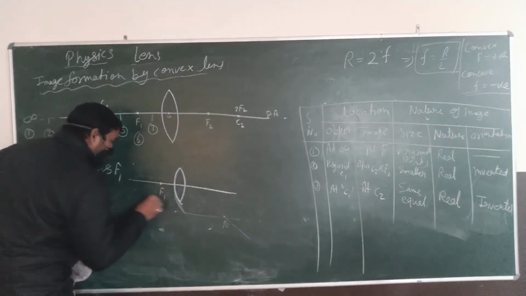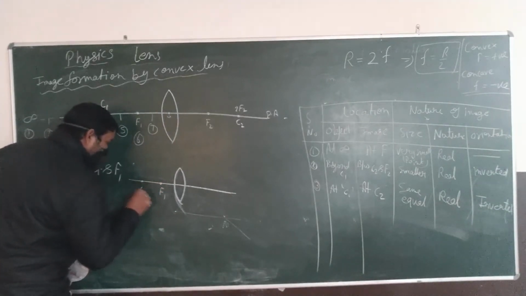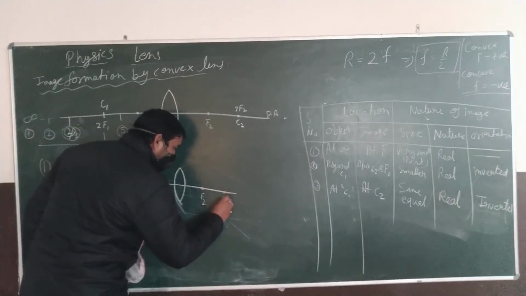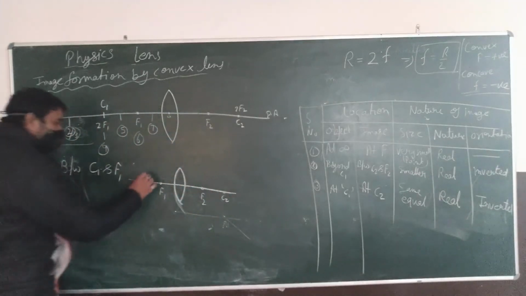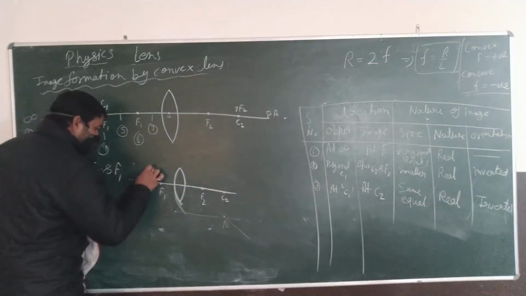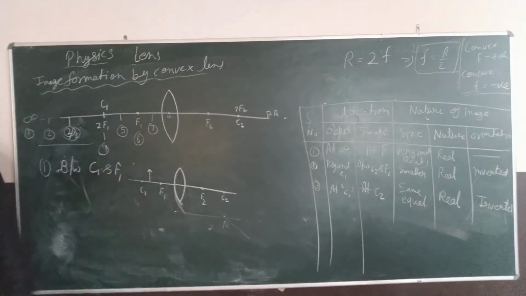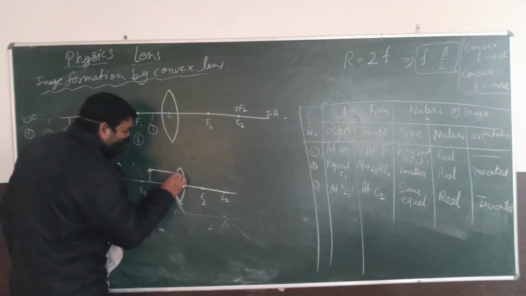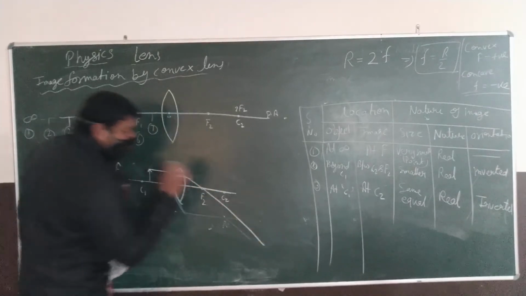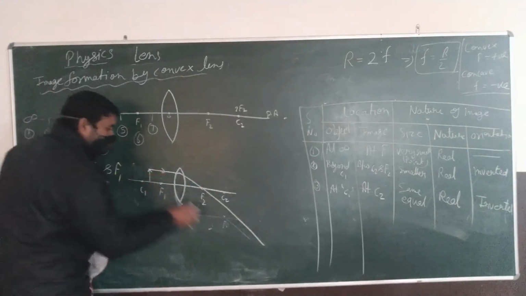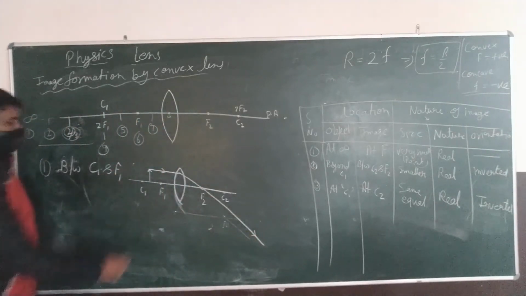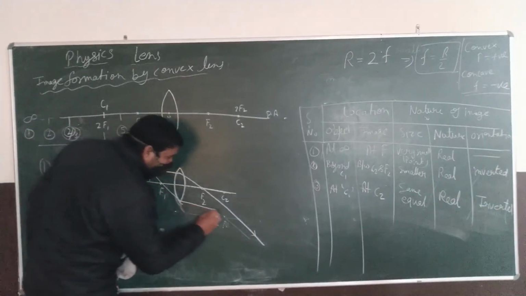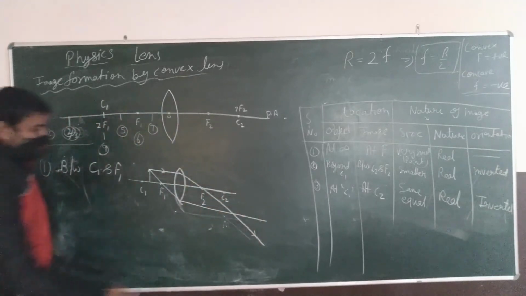This is F1, this is C1, this is F2, this is C2. Now the object is between C1 and F1. The light traveling parallel to the principal axis of the lens, after refraction goes through the focus. The light which is traveling through the focus, after refraction goes parallel to the principal axis.